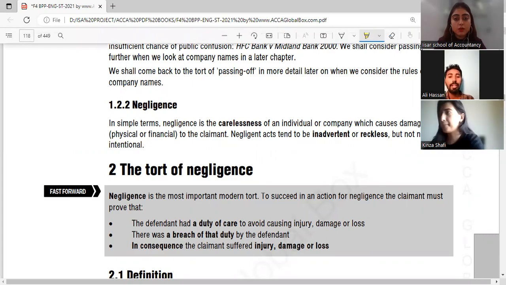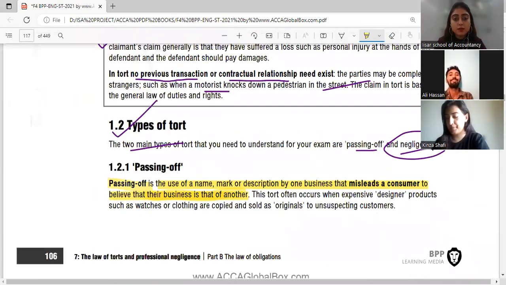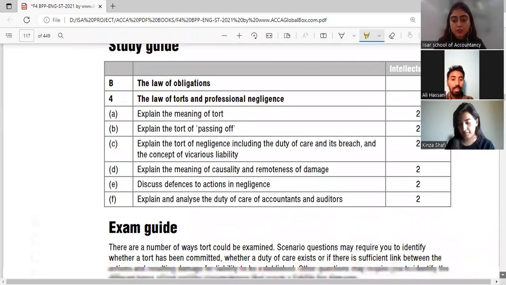We just started this chapter 7, the tort. Okay, so there. A beggar can do the harm to man. Ali, now you explain what is tort and what are the types of tort.